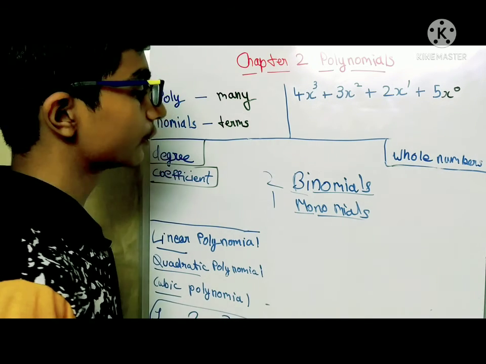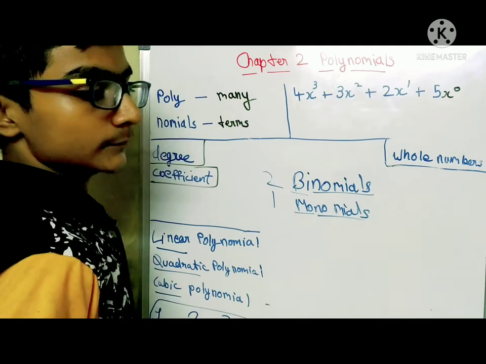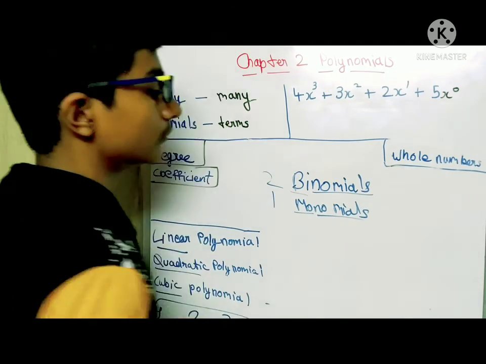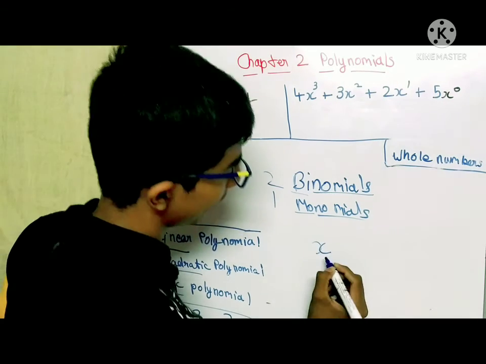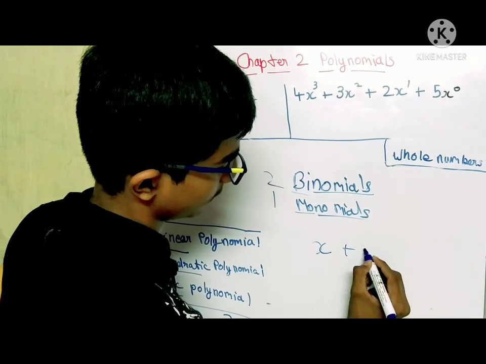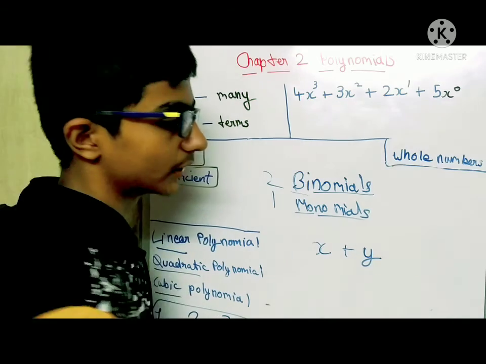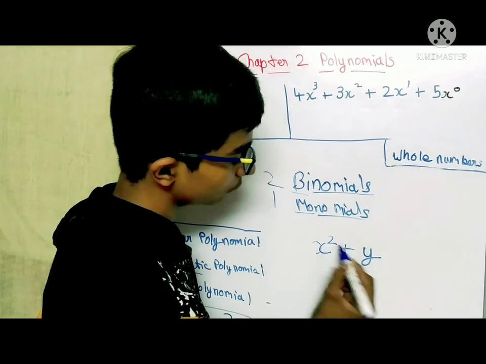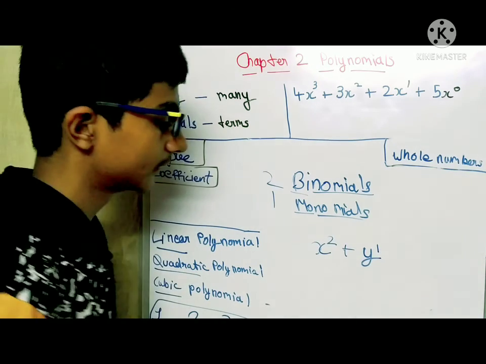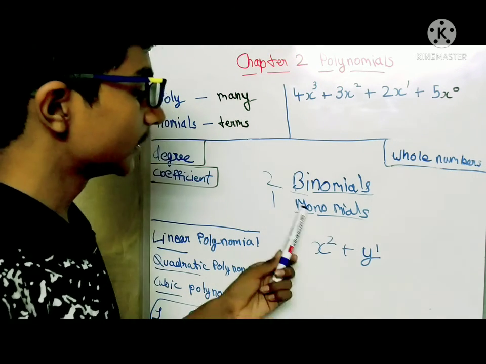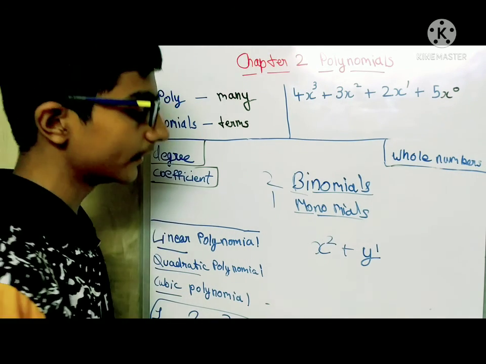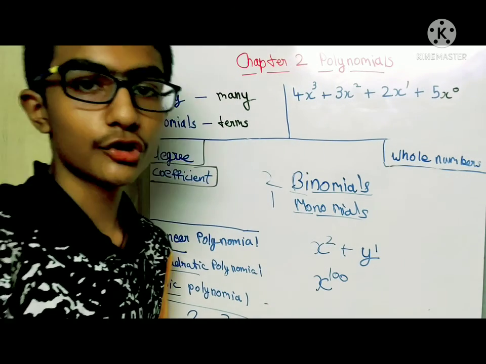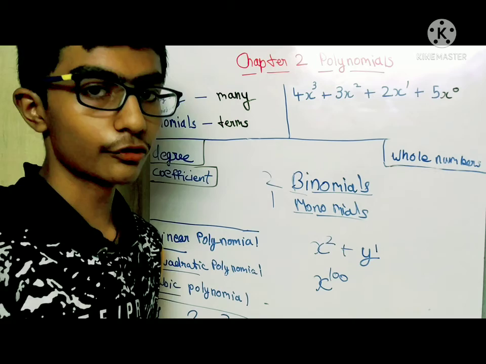If you have been given a question like "write an equation with a binomial of degree 2", so you can write it as this. This is a binomial, now with degree 2. And if you have been given "write a monomial with degree 100", then you can simply do like this. So I hope you understood today's topic.